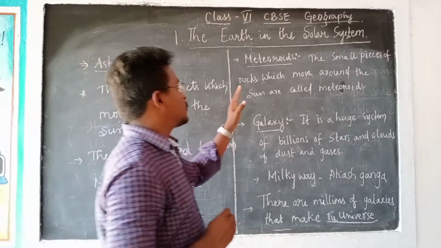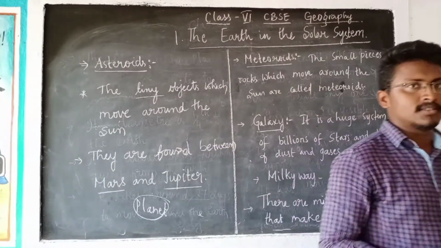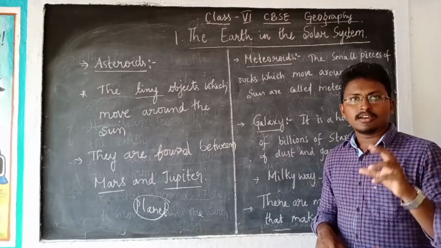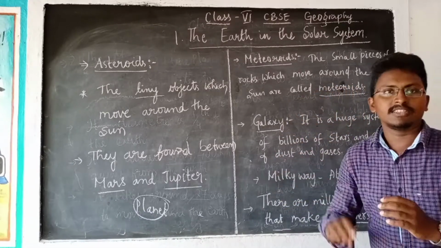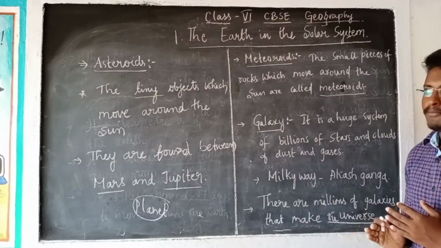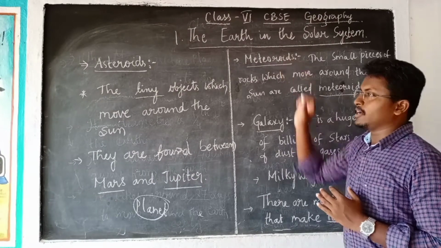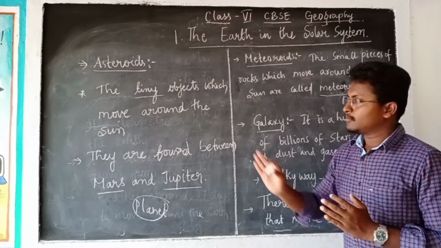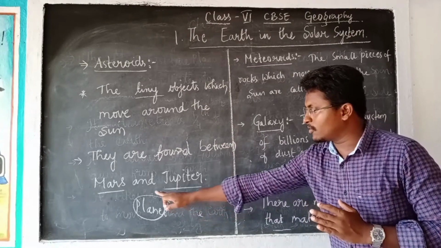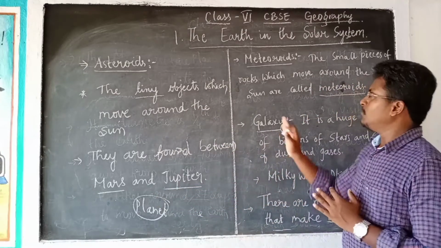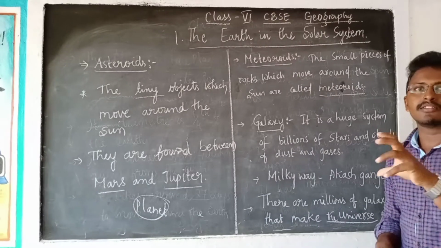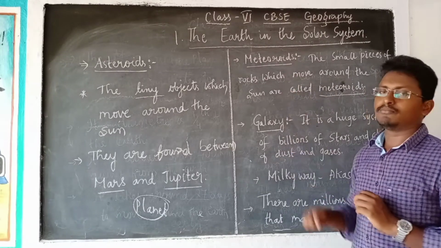Now the next one is about meteorites. Meteorites are the small pieces of rocks found in space, which also move around the sun. But for meteorites there is no fixed path. For asteroids, they are found only between Mars and Jupiter, and they revolve around the sun. But for these meteorites, there is no fixed path.